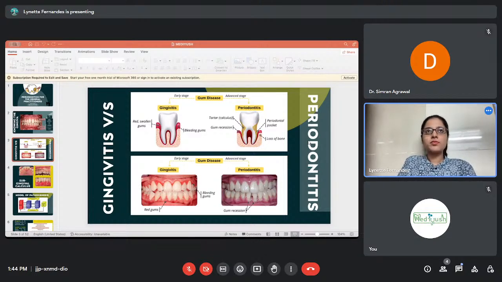Basic case history of every patient whenever they come, we've learned it from our BDS days. You need to know medical history, dental history. Coming to the most important thing, you're going to do an oral examination. After the oral examination, you're going to have to do a radiographic examination as well.